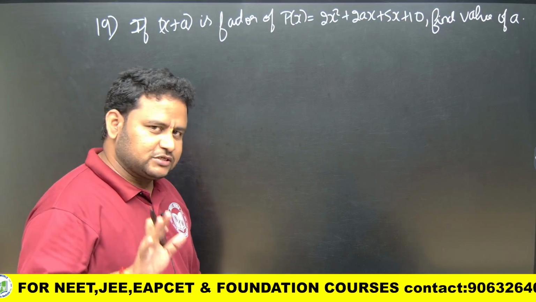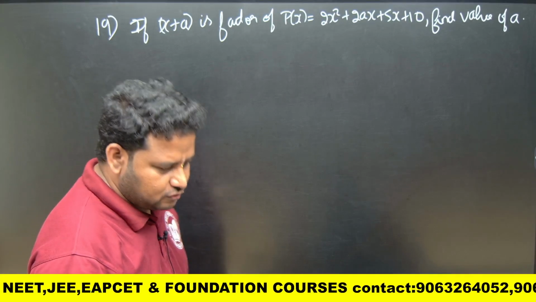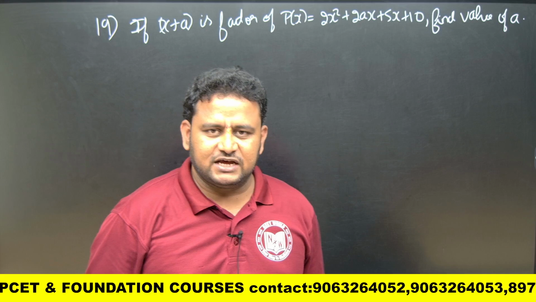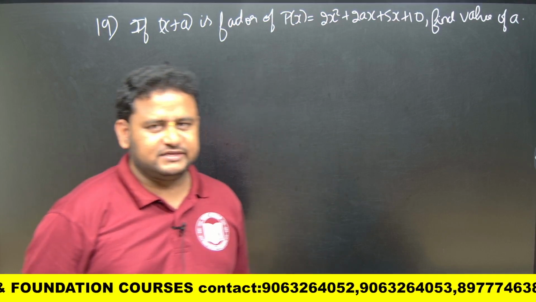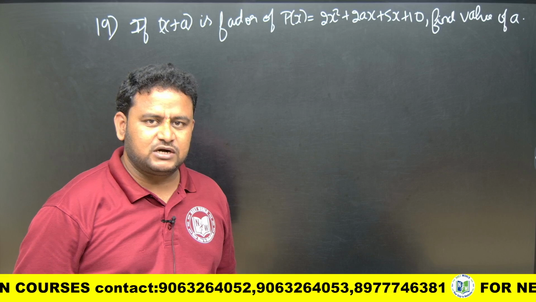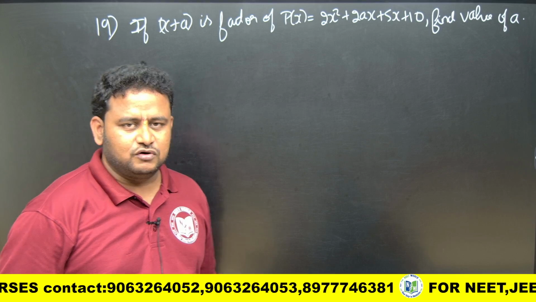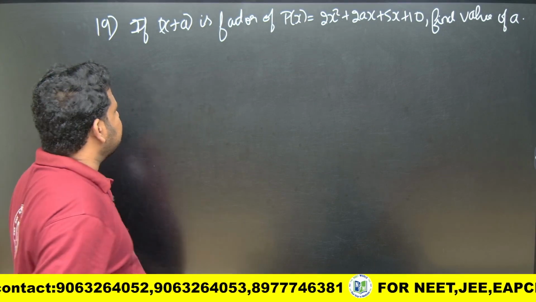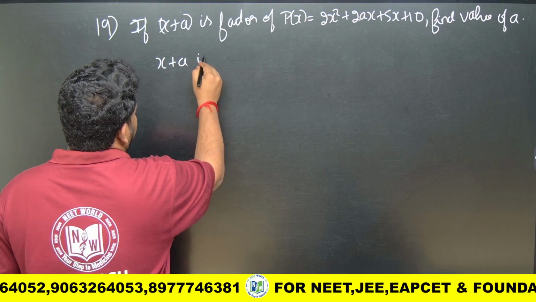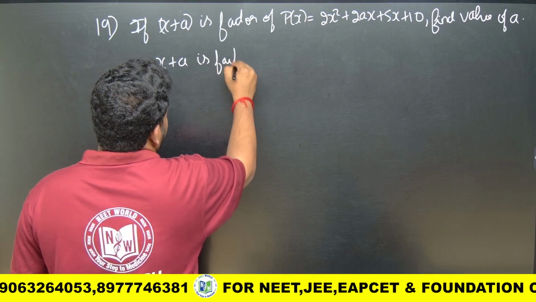So first of all, you must understand, while I was teaching you polynomials in the beginning, when it comes to NCERT, if x plus a is a factor of the polynomial, and I divide this p of x by x plus a, I should get the remainder as 0. So if x plus a is a factor of the polynomial, let me write it: x plus a is a factor of p of x.